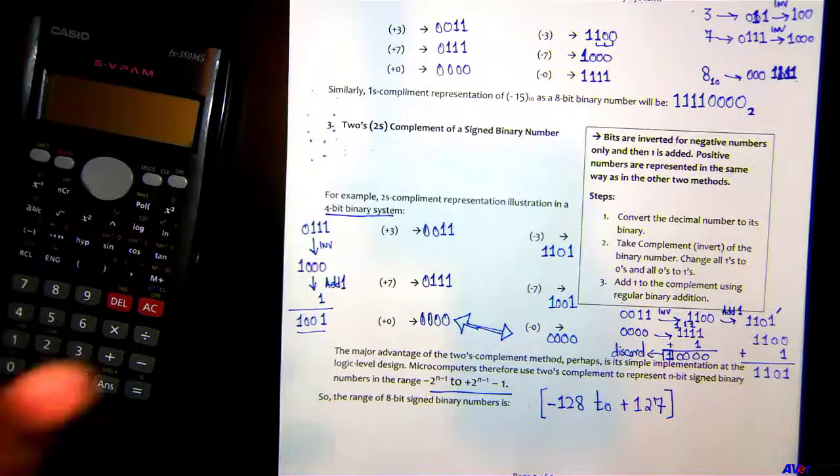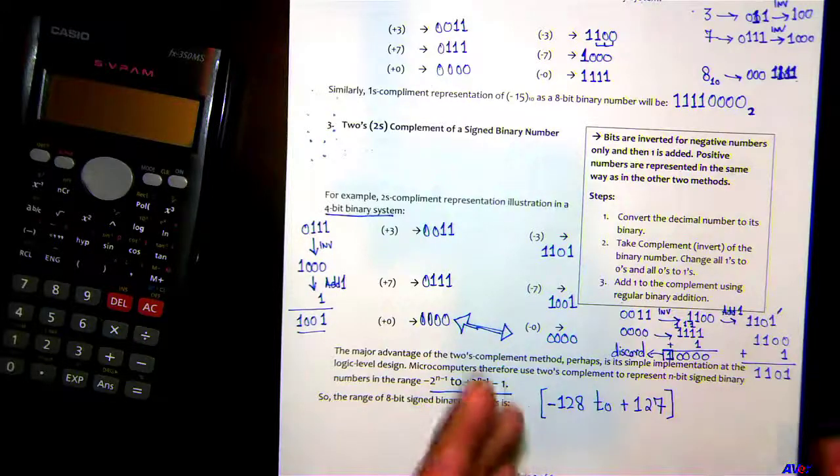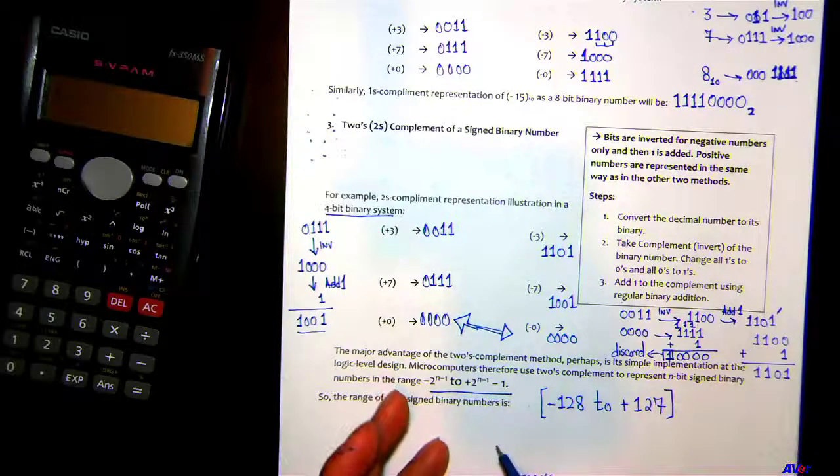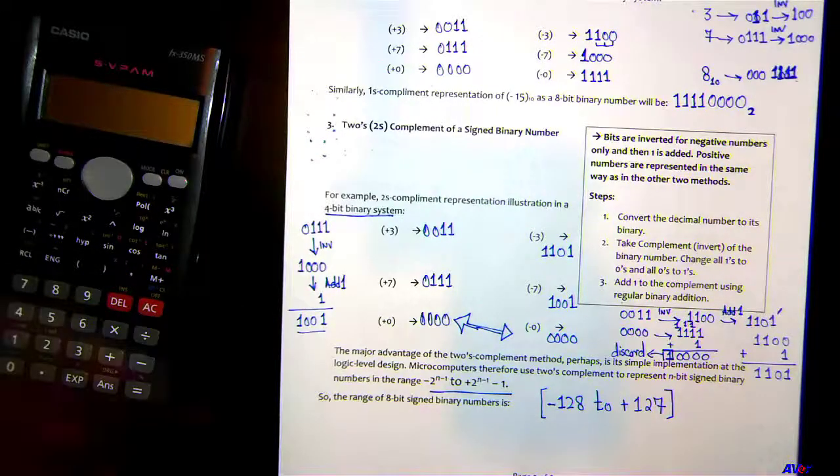When I say range, what it means is in an 8-bit binary system, you can actually represent numbers from negative 128 to positive 127. Say I want to represent negative 129. I cannot do it in an 8-bit binary system. I'm going to have to increase my number of bits. Say if I am using a 9-bit system, that expands my range. All right, so we will move on to the next example that we have here.